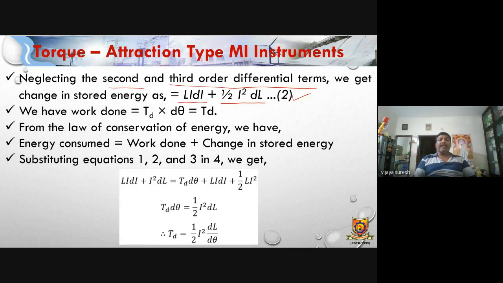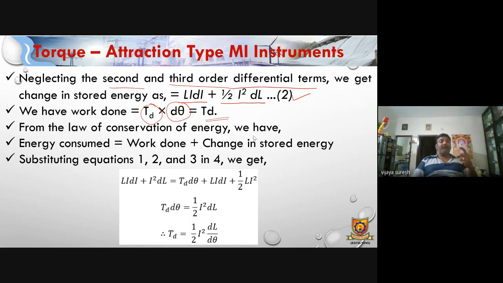Okay, so we are getting only these terms: Li dl plus half I square dl. These are the only terms we can have. So the work done is Td into d theta. Here we are going to get the value of the deflection torque. From this expression, by the law of conservation of energy, we can have the energy consumed equal to the work done plus the change in stored energy.